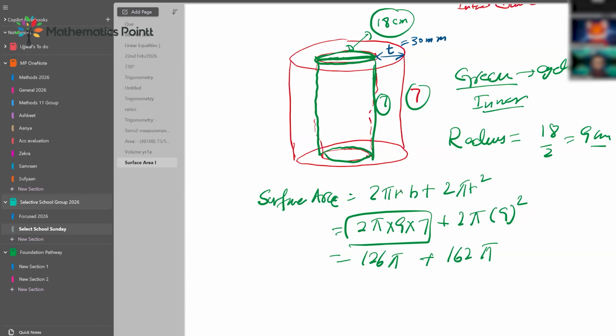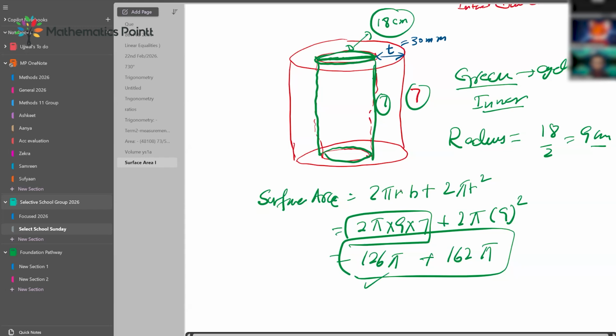Yes? The height is 7, yes. So now you have the surface area of the inner cylinder. Am I making sense? But how much is this now? No, I think this could be different. Let me quickly do it. 7 times 9 is 63 times 2. Yes, 126.